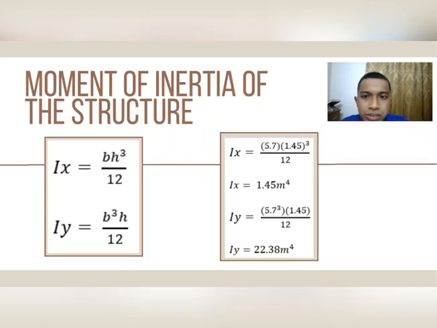Moment of inertia of the structure. For this we can use the formula on the left picture. On the right picture is the calculation. Ix is equal to 5.7 bracket 1.45 cubed over 12. So the answer is 1.45 meter to the power of 4. And the Iy is equal to 5.7 cubed bracket 1.45 over 12, and the answer is 22.38 meter to the power of 4.